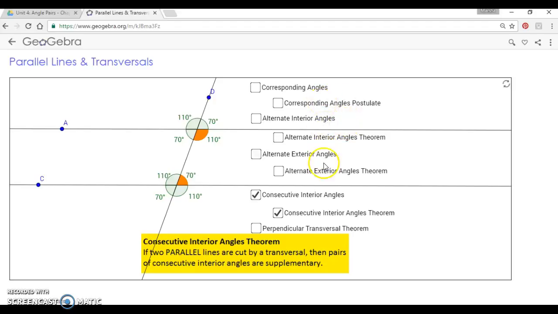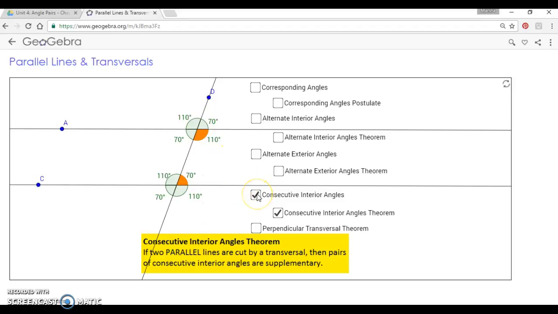So these only apply if the lines are parallel. Same is true for the consecutive interior angles theorem. The lines must be parallel, in which case the consecutive interior or same side interior angles will be supplementary.